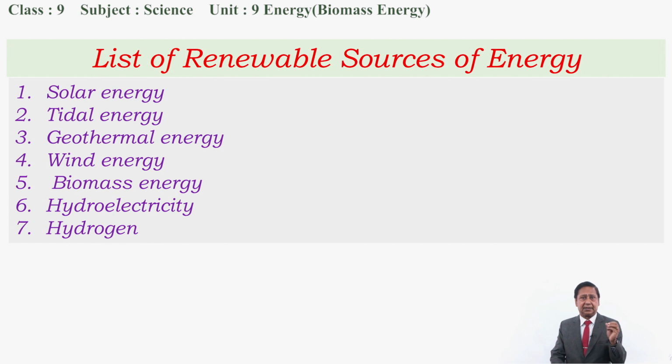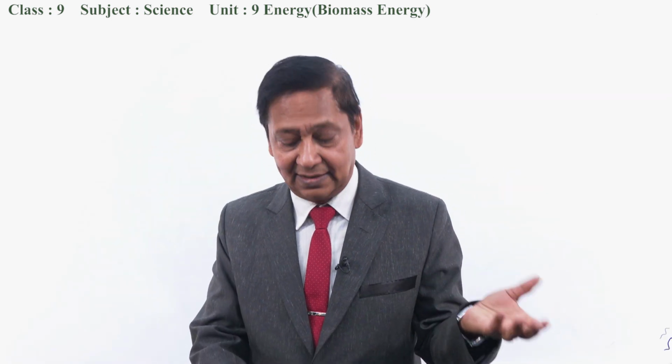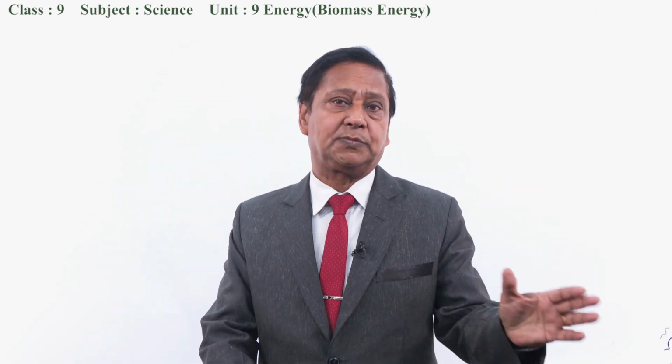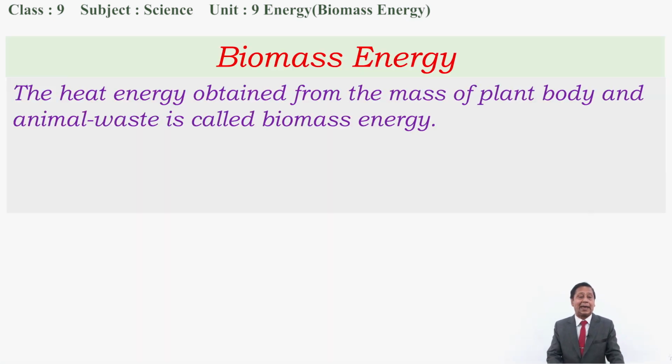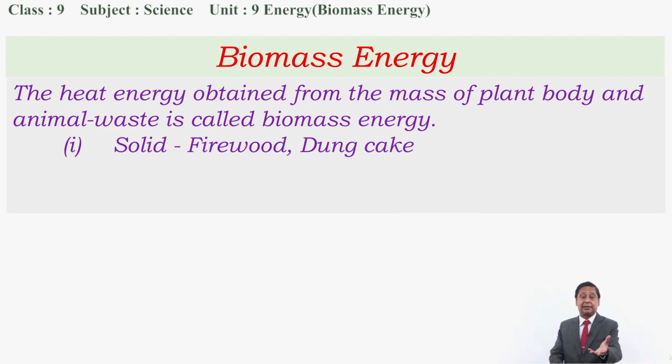Okay, first, what is biomass energy? Let's recall this also. The heat energy obtained from the mass of plant body and animal waste is called biomass energy. Actually, we are related to heat energy, and plant body and animal waste can be used to get heat energy, and that's why this is called biomass energy. It is available in the form of solid, just like firewood and dung cake, which are widely used in the Tarai region and in villages.